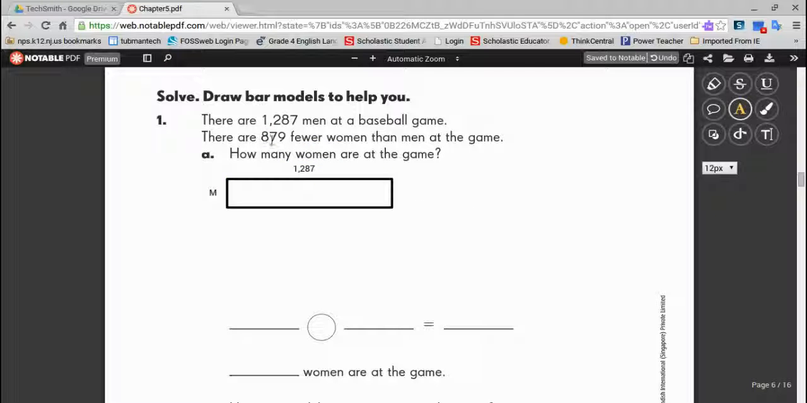There are 879 fewer women than men at the game. So right now, by reading that, I know there are fewer women. And if there are fewer women, that means my second bar model needs to be smaller than this one. Alright, so let's make my second bar model. And I'm going to use a different color. So here we go. I'm going to make a smaller bar model. I'm going to label it W for women.